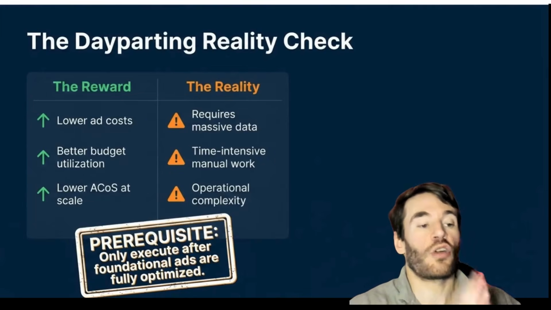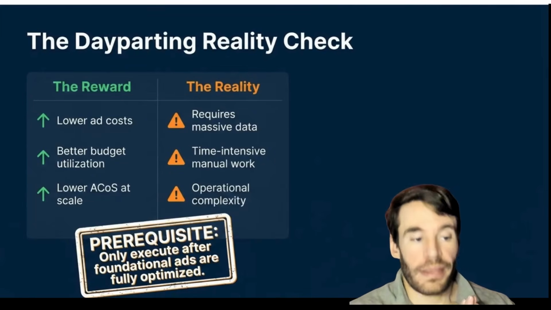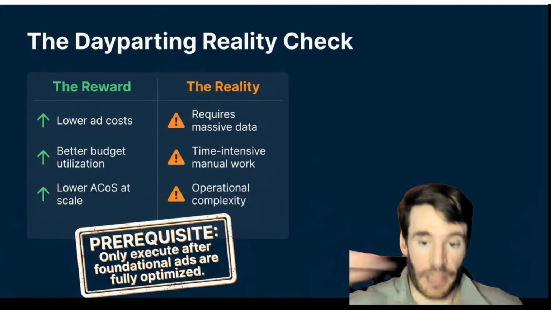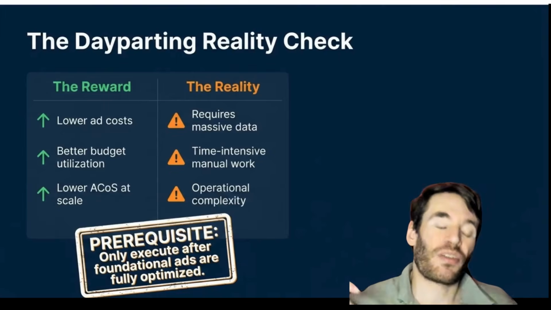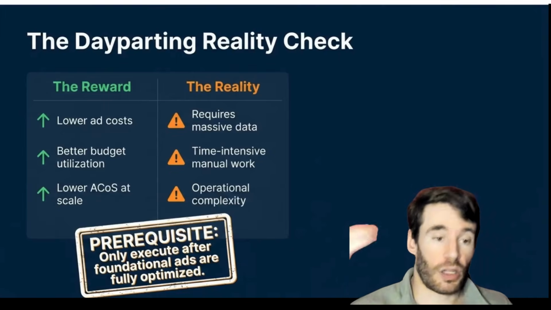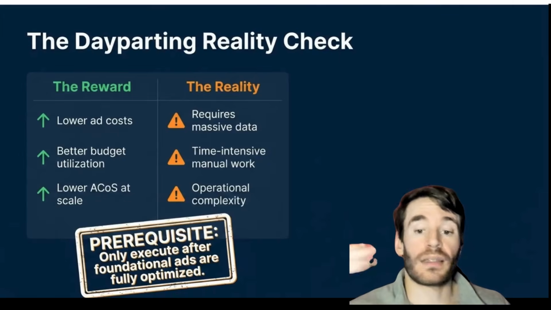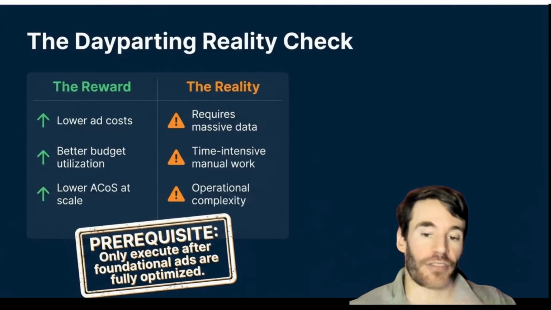So the good thing about day parting: you get lower ad cost, better budget optimization, and lower ACOS at scale, because the ACOS is leveled down during the day. But the problem is they require a lot of data, a lot of data. It takes time to do it, and it's a complexity that sometimes you don't need. You need to do it only after ads are optimized.